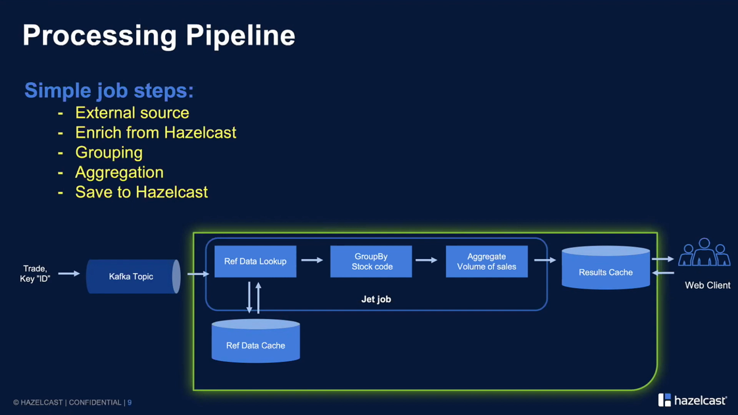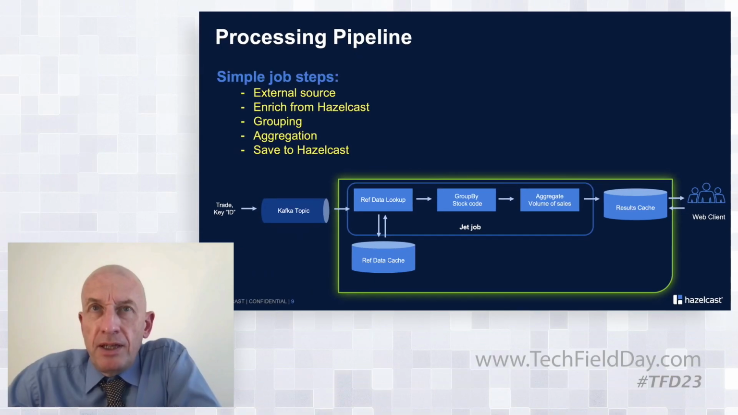We're doing a reference data lookup. So for our trades, we're checking that the stock symbol is not bankrupt, because we're not interested in those stocks. So that's a lookup to data that's in the memory store. We're then doing a bit of grouping, and a bit of aggregation comes off the back of the grouping. So we want to group all the trades with the same stock symbol together. We want to aggregate them to work out what the trading volume is. And then we store that data in Hazelcast as well, so that it is available to the web client.